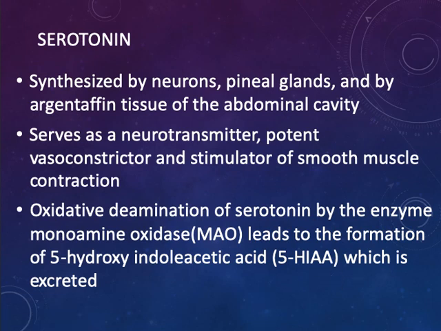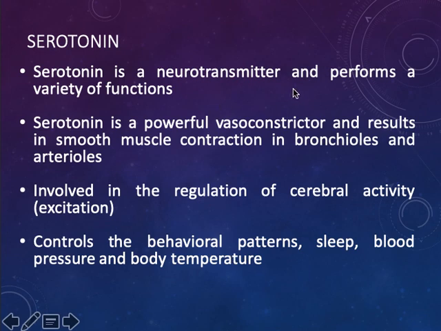So serotonin is a neurotransmitter and it performs a number of functions. It is a powerful vasoconstrictor and it results in smooth muscle contraction in the bronchioles and in the arterioles. Also it is helpful in regulation of the cerebral activity, and it controls behavioral pattern, sleep, blood pressure, and also the body temperature.